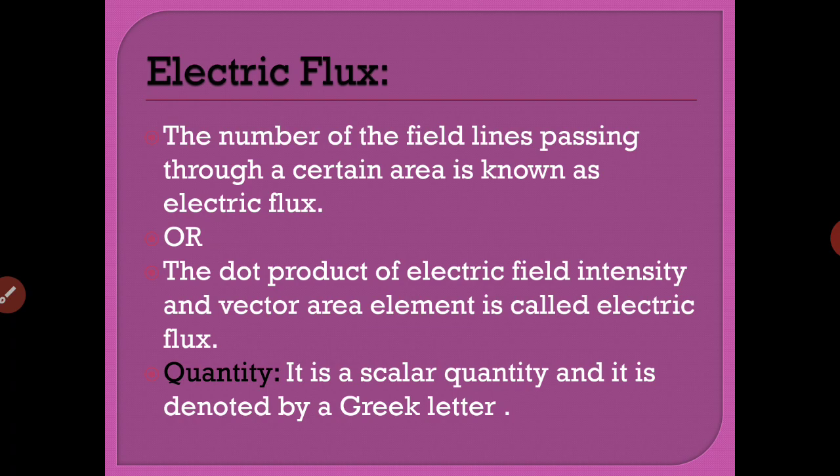So the number of field lines passing through a certain area is known as electric flux. Its second definition is that the dot product of electric field intensity, which you know is represented by E, and vector area A, is called electric flux. So these two are the definitions of electric flux. It is a scalar quantity and it is denoted by the Greek letter phi.